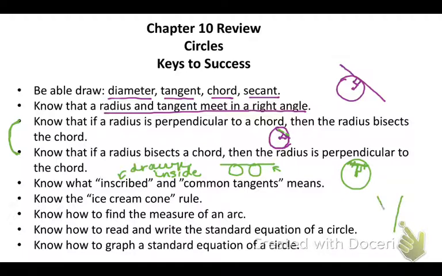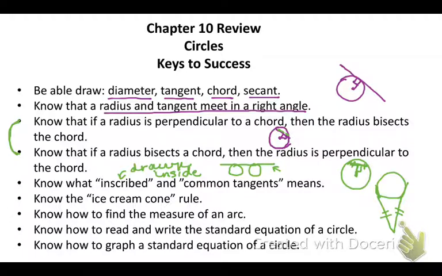Know the ice cream cone rule. So remember we had these figures that look like ice cream cones, and these lines were tangent to the circle, then this length was going to be equal to that length.